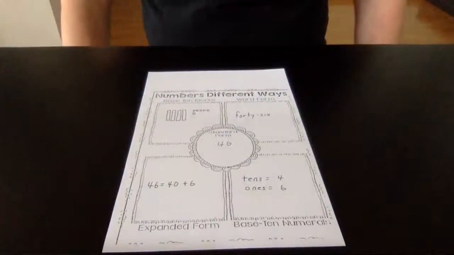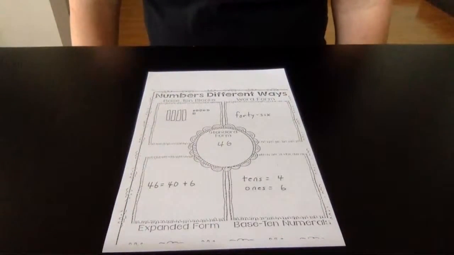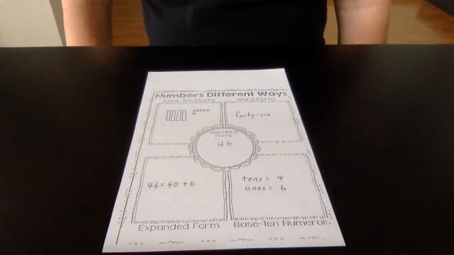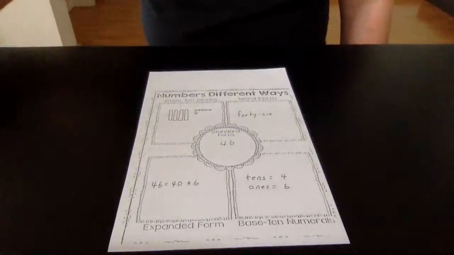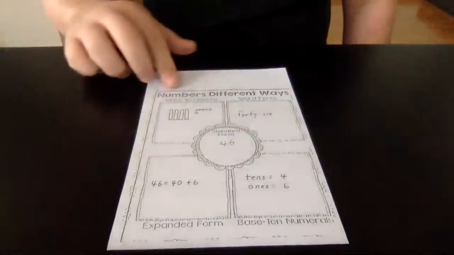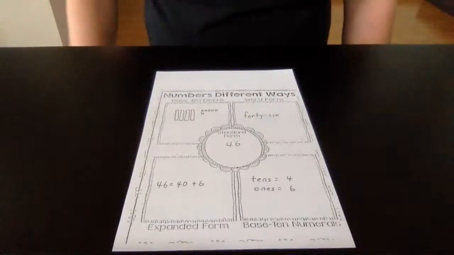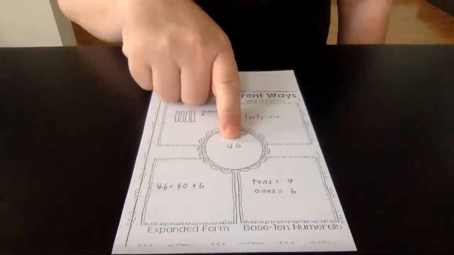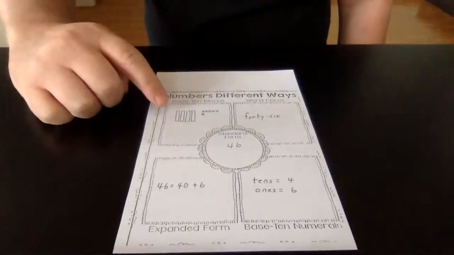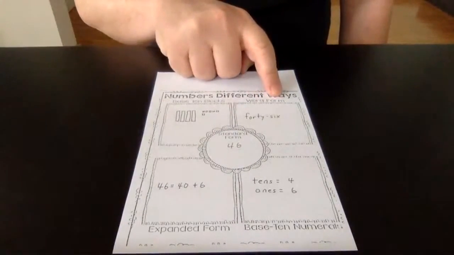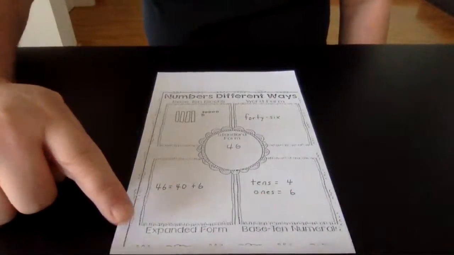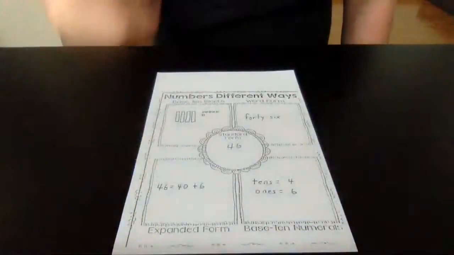One idea is showing numbers in different ways. And by this point, students are writing these representations in pictures rather than the object. And so that is obviously a higher level skill. And so I've given the number 46 here. And what I'm wanting students to do is use the base 10 blocks to show that. Then the word form, an expanded form, and then base 10 numbers.